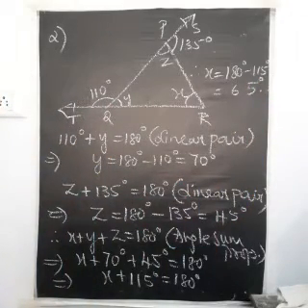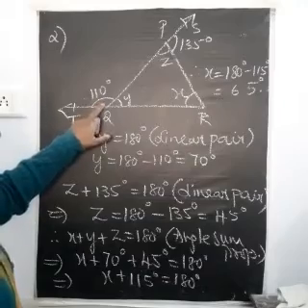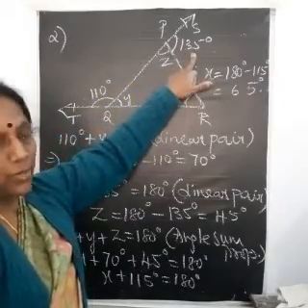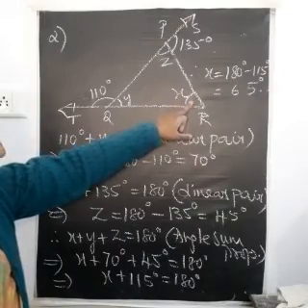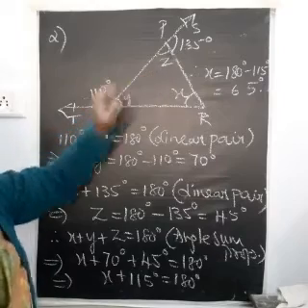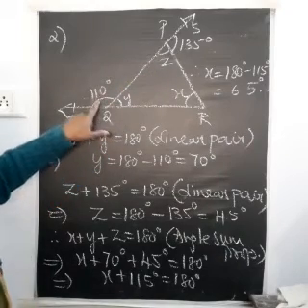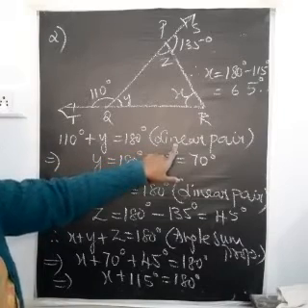So this is a sum where we have used the angle sum property. I hope you have understood, children. The question was, two exterior angles, that is 110 and 135, were given. We were asked to find X. So for finding the value of X, what I have done is, first I found Y and Z. So how do I find Y? 110 plus Y equal to 180 since they are linear pairs.